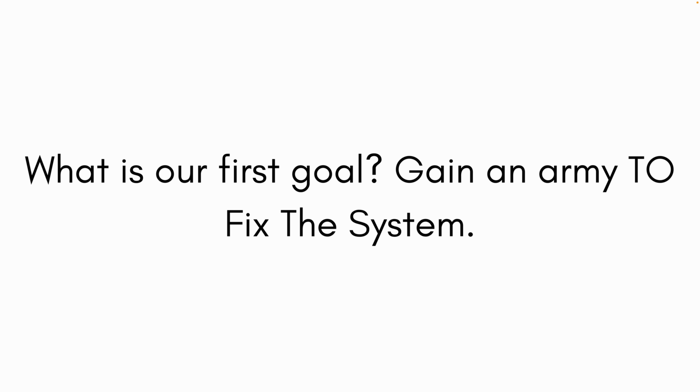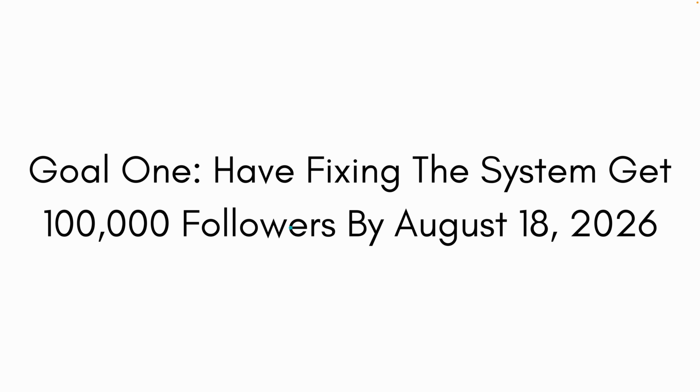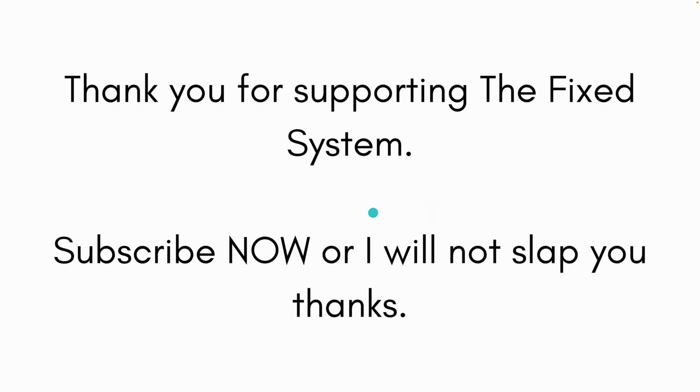His army, his following. So what is our goal to start getting the following? We want 100,000 followers that are trying to fix the system by August 18th of 2026. Wait, but that's less than a year from now. Yes, I know. But if we can get 100,000 followers trying to fix the system, it will slowly turn more and more until we can fix the system, very easily. So thank you for watching this video, and therefore supporting fixing the system.